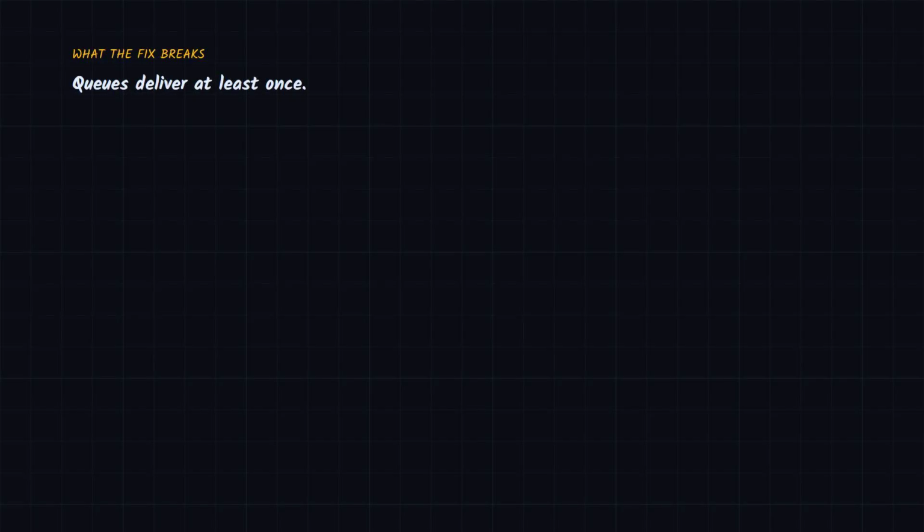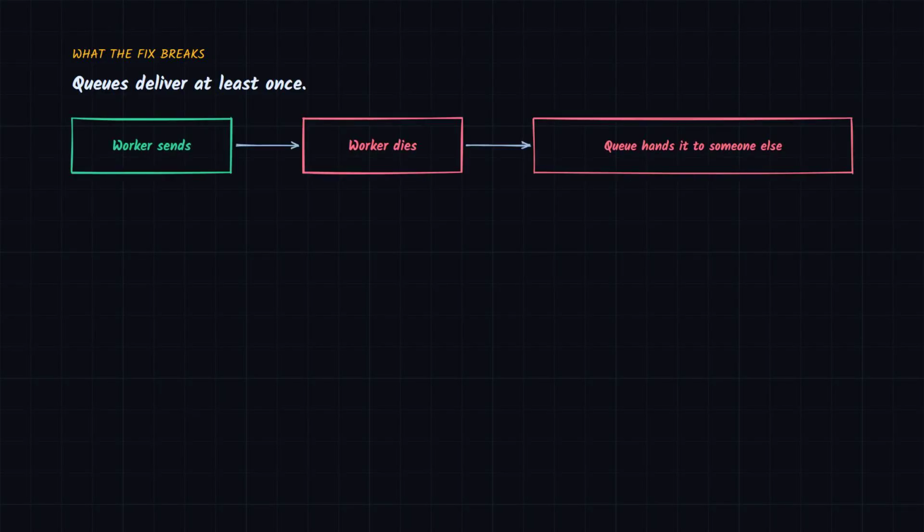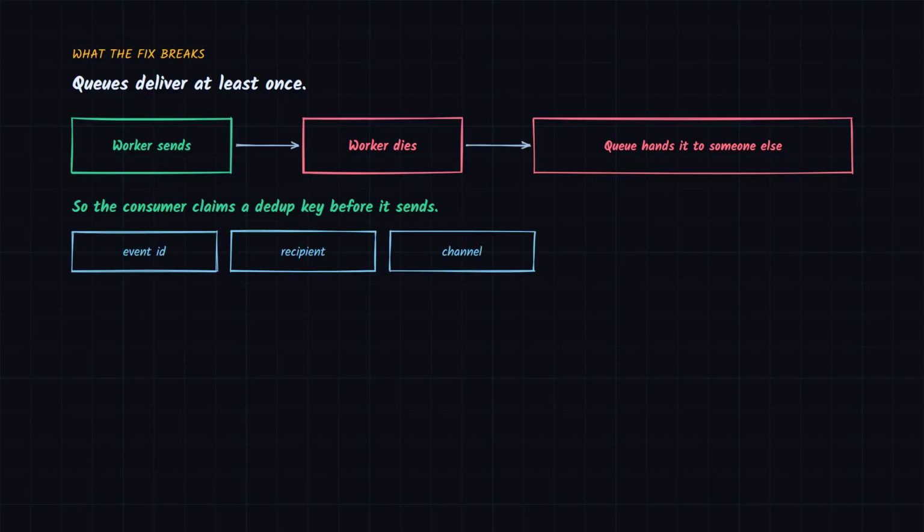Splitting the work fixes restarts and introduces a new problem. Queues deliver at least once. A worker can deliver the email, then die before acknowledging the message, and the queue will hand that same message to another worker. So the consumer has to be idempotent, and that means a dedupe key: the event identifier, the recipient, and the channel together. Before sending, the worker claims that key. If the claim fails, someone already sent it, and the worker acknowledges and moves on.